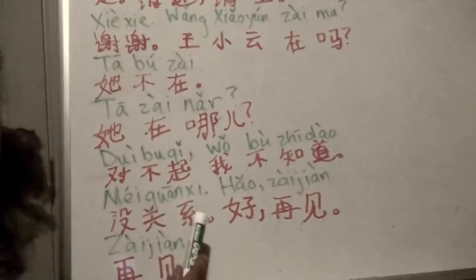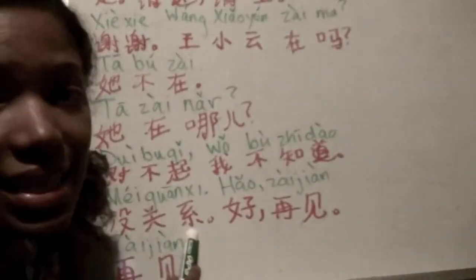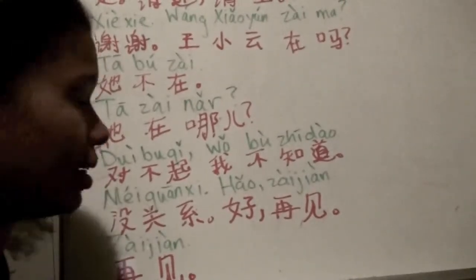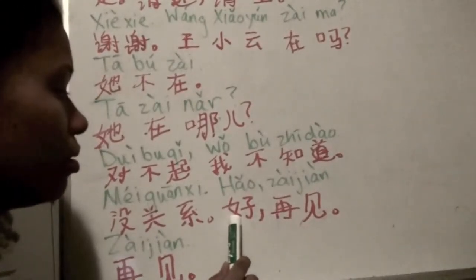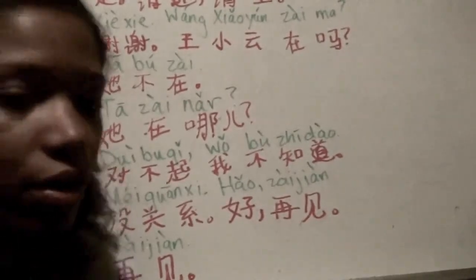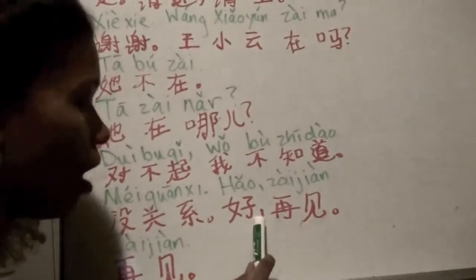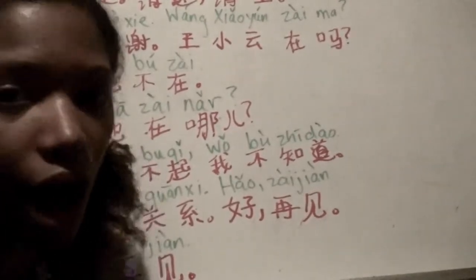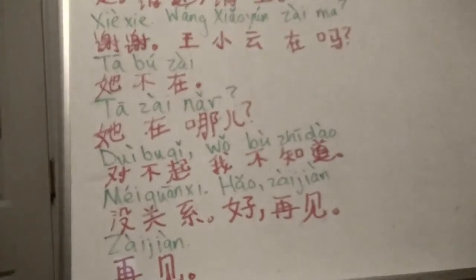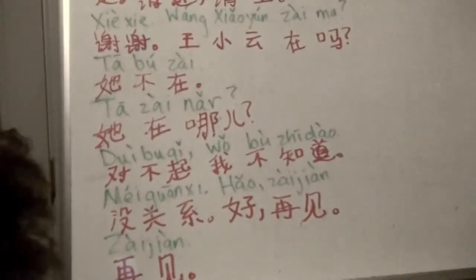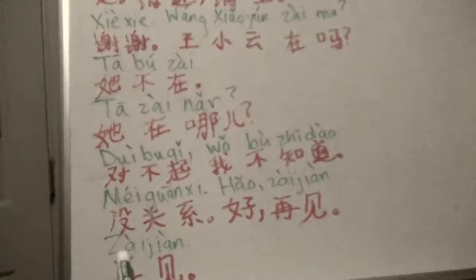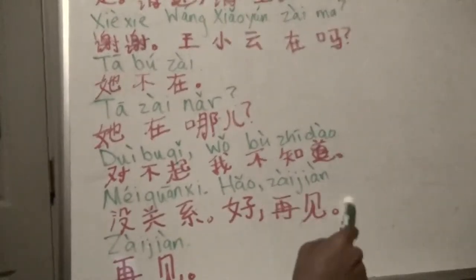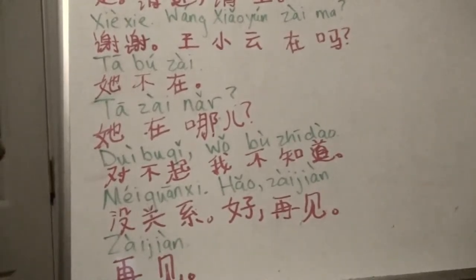没关系, so it doesn't matter, don't worry about it, never mind. 好, okay, or good. Here it means okay. 好，再见. It's cut off at the bottom and I can't move my camera any lower, so pretend you can see this. 再见, it's the same 再见 here, just written here. 再见, goodbye.